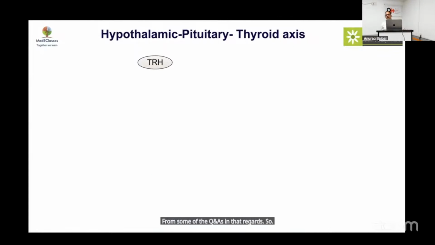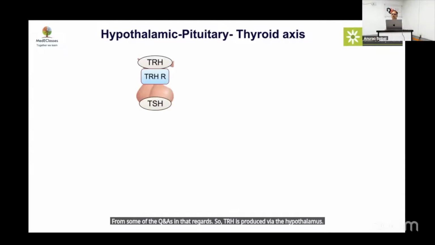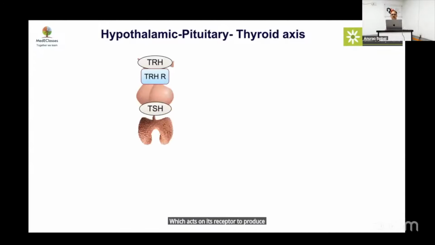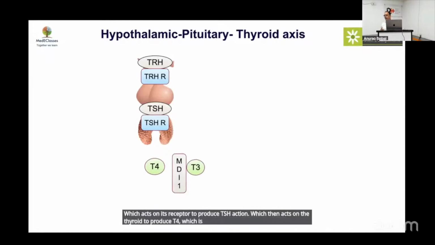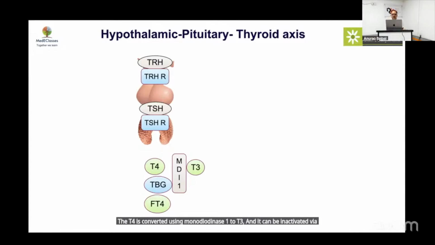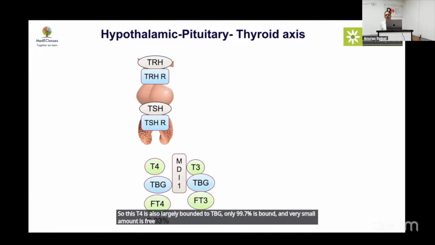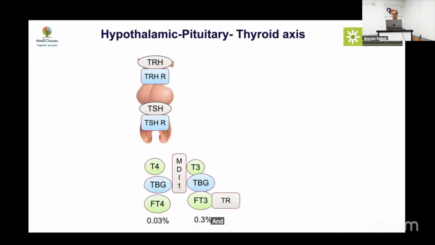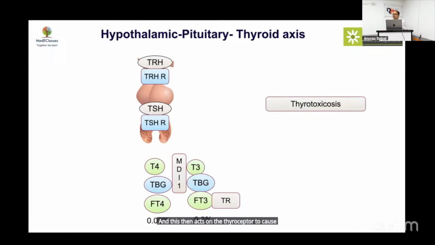So TRH is produced by the hypothalamus, which acts on its receptor to produce TSH action, which then acts on the thyroid to produce T4, which is basically a prohormone. The T4 is converted using monodeiodinase 1 to T3, and it can be inactivated via monodeiodinase 3 into reverse T3. This T4 is also largely bound to TBG. Only 0.3% is free, and similarly for T3. Ultimately it is the free hormones which are responsible for the action, and they act on the thyroid receptor to cause a decrease in the TSH levels.